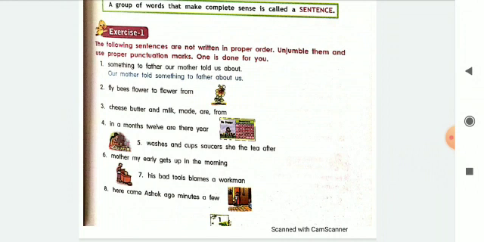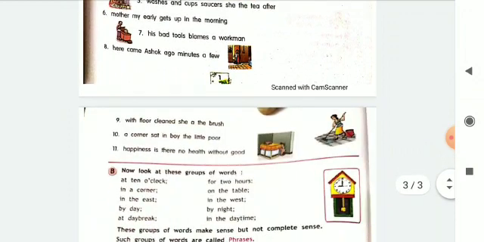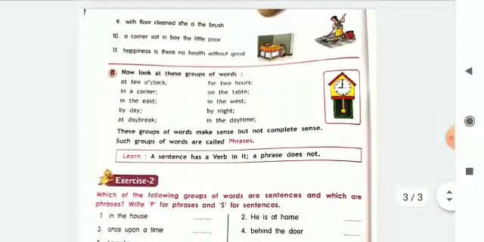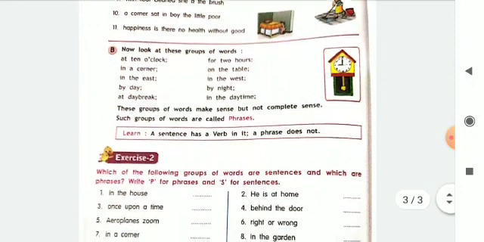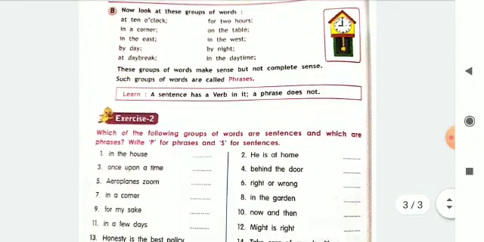So, okay, one more. Cheese, butter and milk made are from. Cheese and butter are made from milk. C capital, and after milk you will put a full stop. Now please do the rest of the sentences on your own. There are in all 11 sentences here where you have jumble words and arrange them on your own.